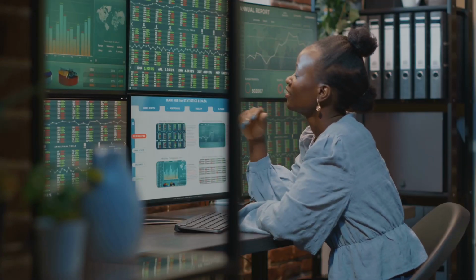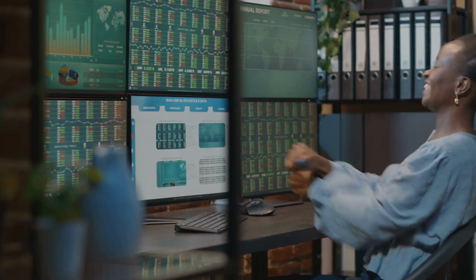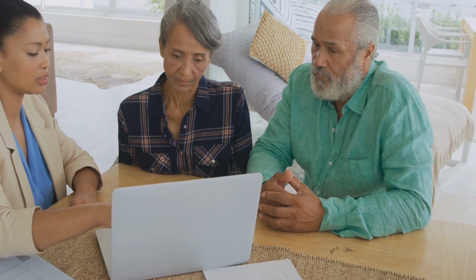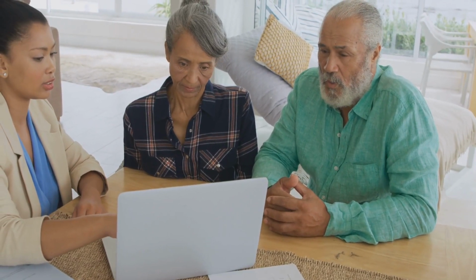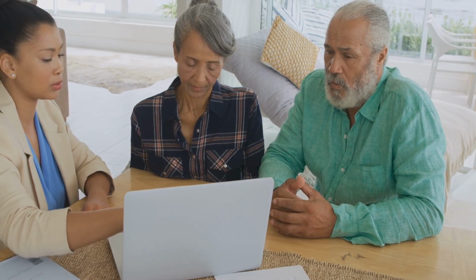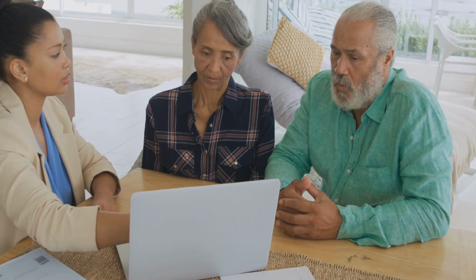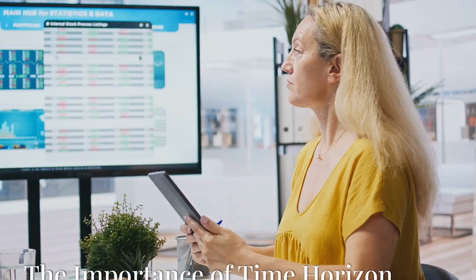How to assess your risk tolerance. Reflect on your emotional reaction to past market downturns. Consider your time horizon. Longer horizons allow for more aggressive allocations. Use online risk assessment tools or work with a financial advisor. Understanding your risk tolerance is the foundation for a portfolio that grows with confidence and peace of mind.